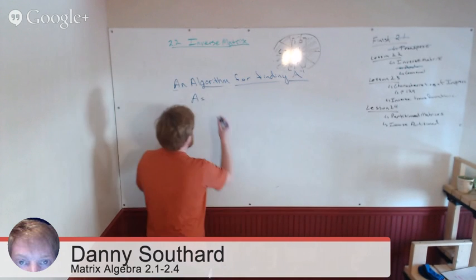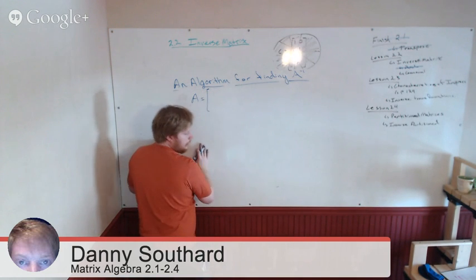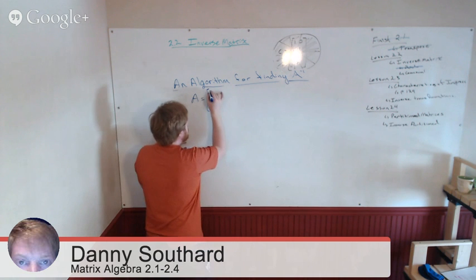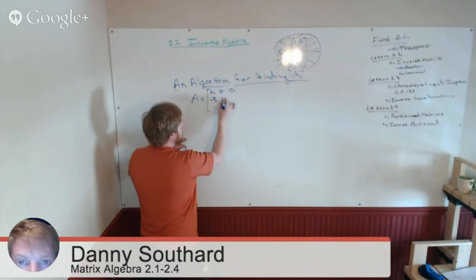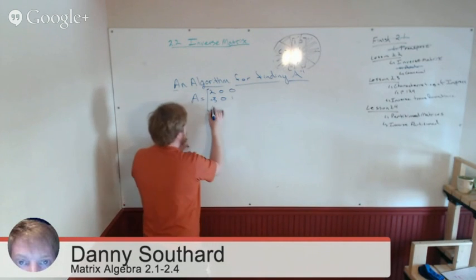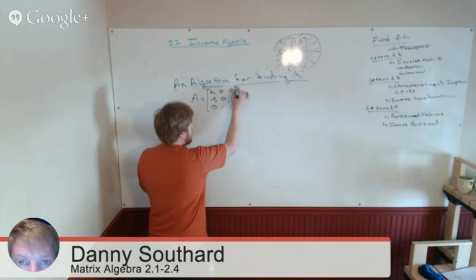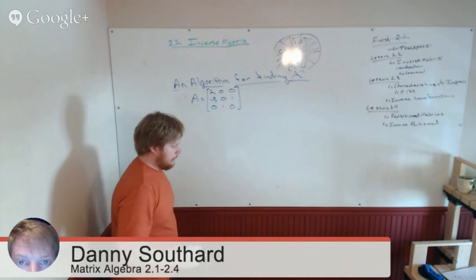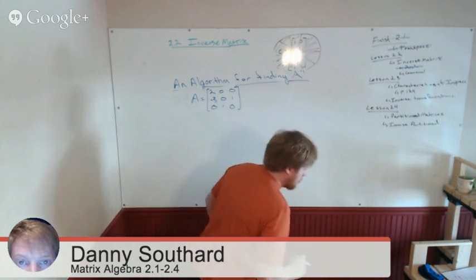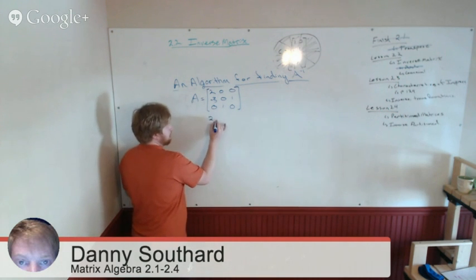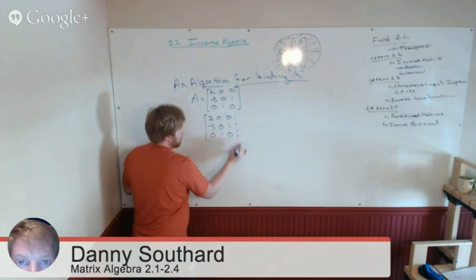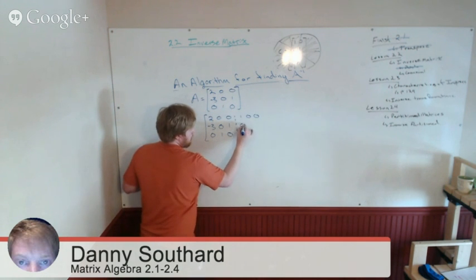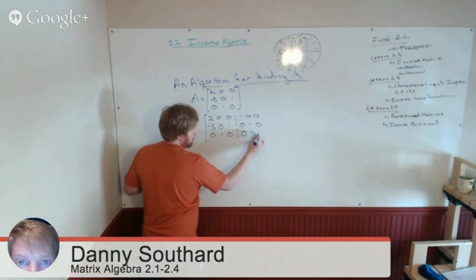So let's see. Let's let A be 2, 0, 0, -3, 0, 1, 0, 1, 0. Okay. And we want to find its inverse using that algorithm. So 2, 0, 0, negative 3, 0, 1, 0, 1, 0, 0, 0, 0, 0, 0, 0.